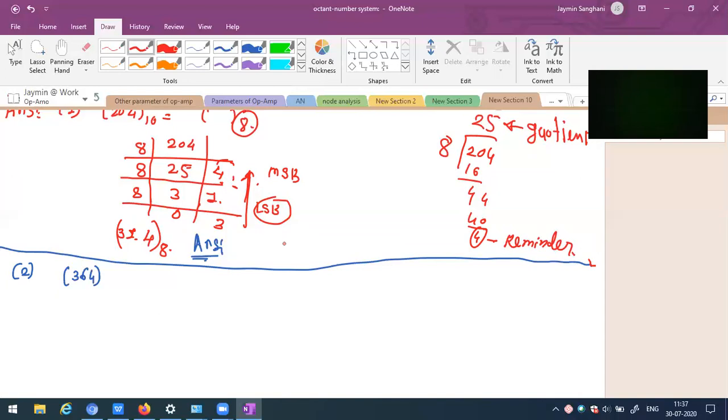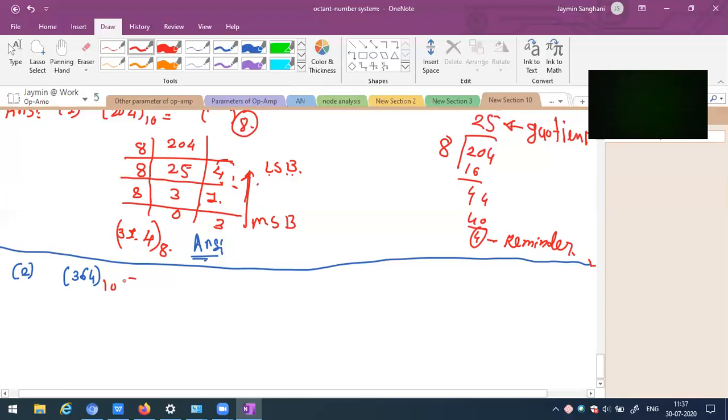Another important point, see here, this is also known as most significant bit. It is least significant bit. That's why the answer is 314. That's why the answer is 314. That can be converted.